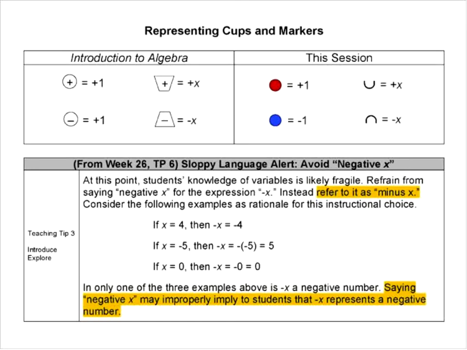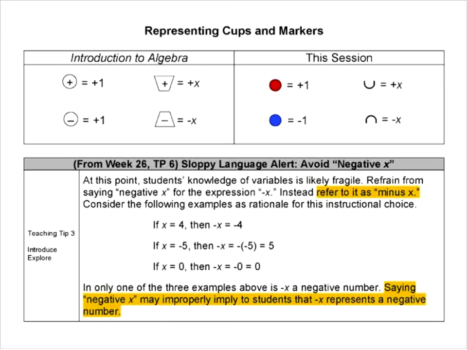I'd like to briefly point out that there's a difference between the cups and markers model in the Introduction to Algebra program and this session, and it's really simply because I couldn't make the same symbols on the whiteboard. So here we're going to use colors to distinguish between the positive and the negative unit markers, and due to limitations with Illuminate, we're going to use the right side up U and an upside down U to represent our X and minus X.